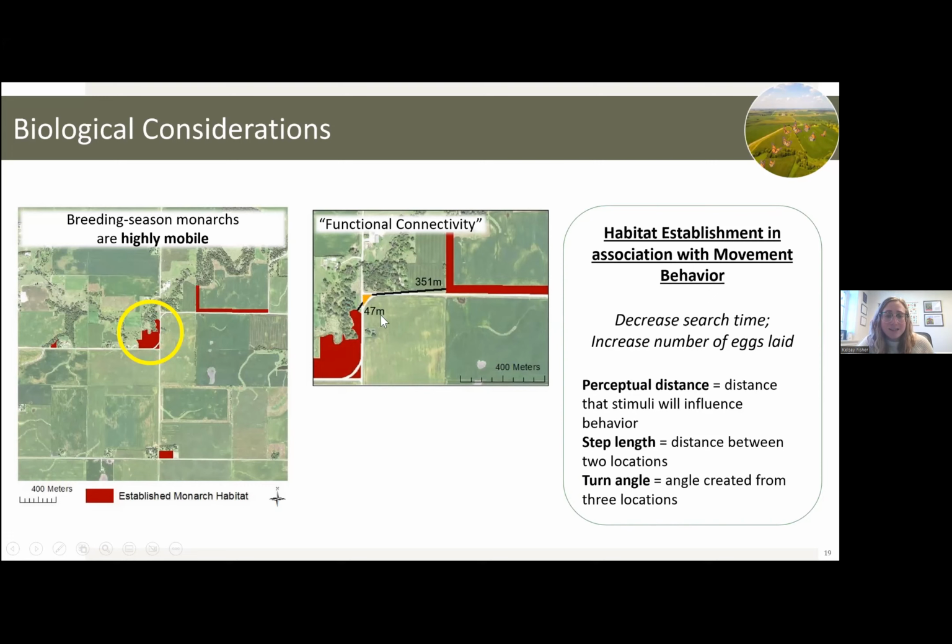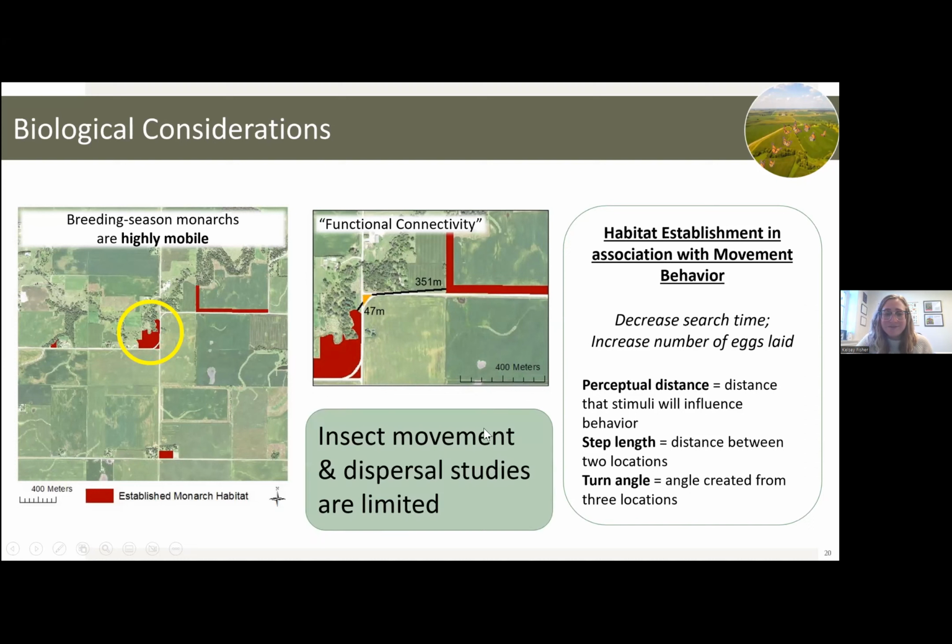So for example, a step length could be the black line in the functional connectivity that's labeled 75 or 47 meters. And then a turn angle would be the angle created with this red habitat, the orange habitat, and then the next red habitat. Okay.